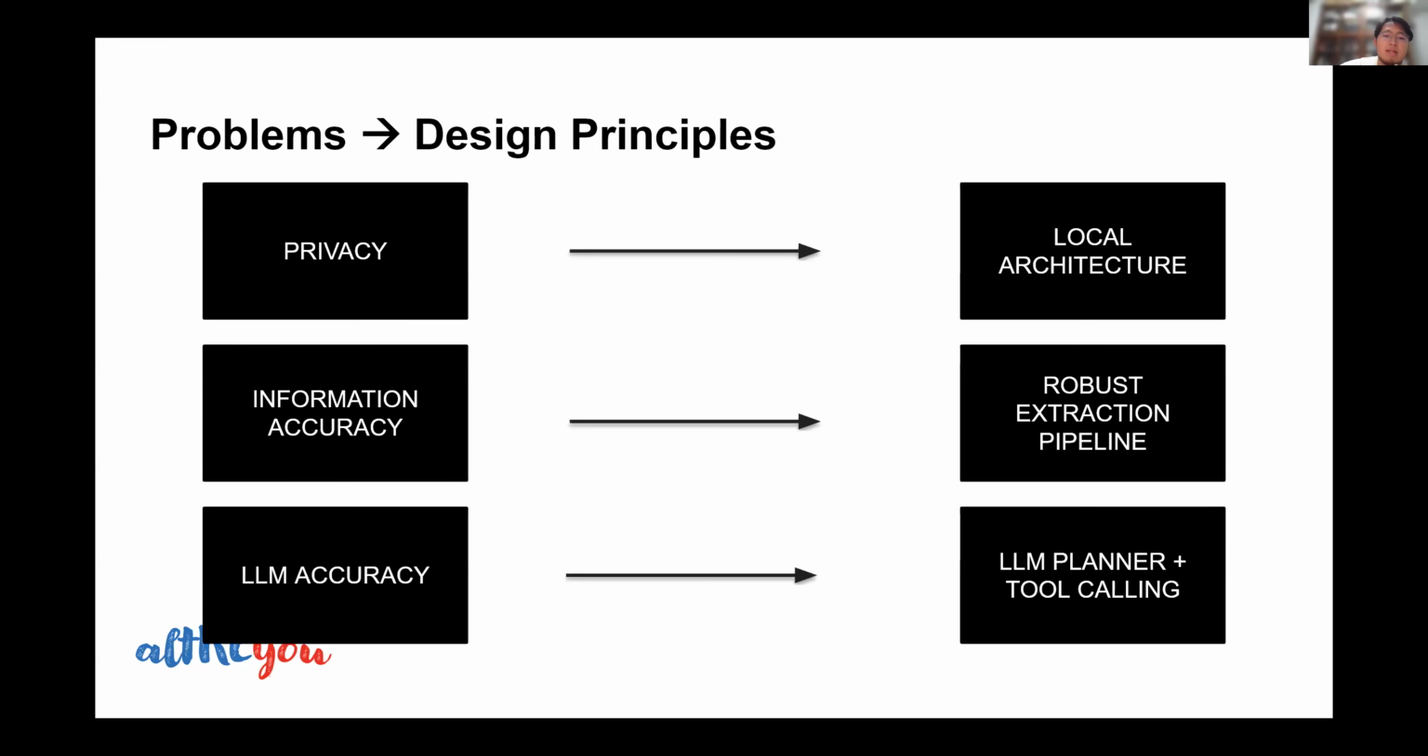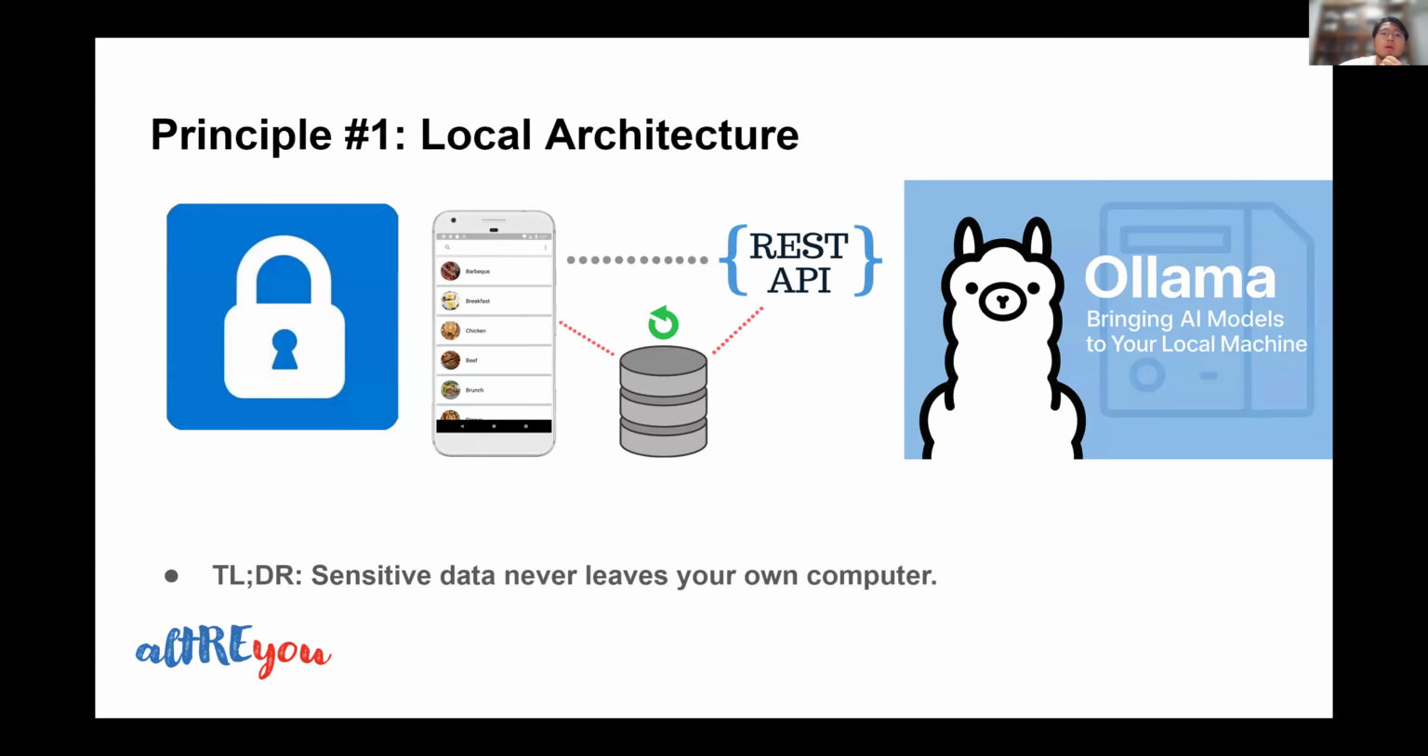So based on this analysis, we have developed the design principles of our project, which are the local architecture, a robust extraction pipeline, and the LLM planner with two calling function architecture for our LLM assistant. The first principle, local architecture. Basically, the processing of all the information never leaves your own computer. We have a local database, a local LLM server, and a local REST API server. So sensitive data never leaves your own computer.